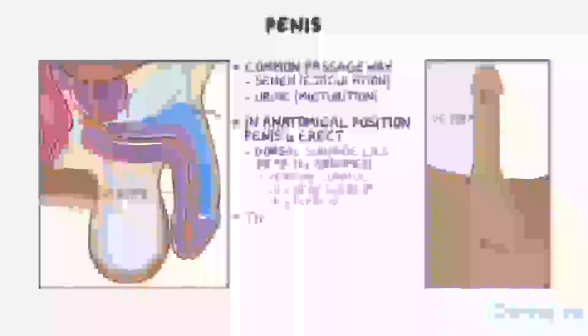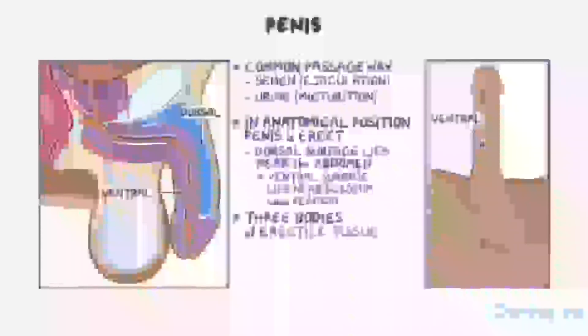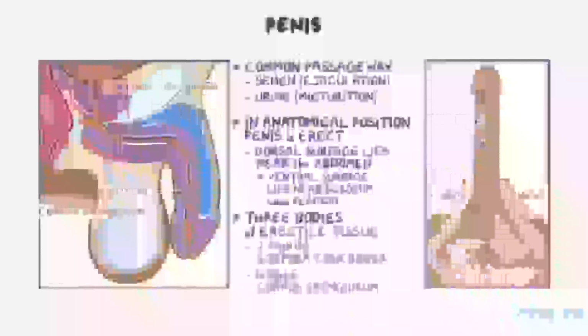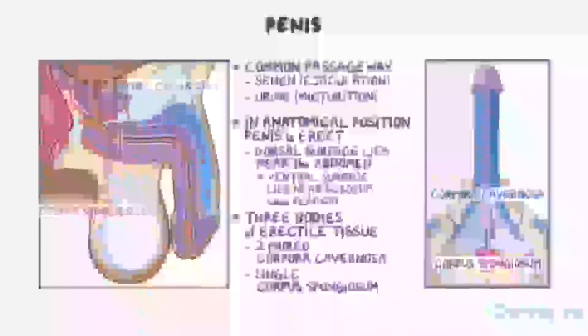Within the penis are 3 bodies of erectile tissue, 2 paired corpora cavernosa, and a single corpus spongiosum. These erectile tissues are the main internal structures that compose the 3 parts of the penis, which are the root, the body, and the glans.